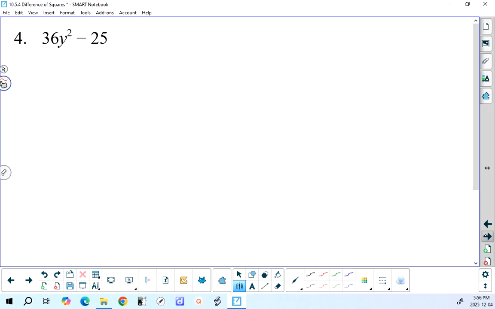For 36y squared minus 25, well, that will be 6y plus 5 and 6y minus 5. Because when you take 6y and square it, you get 36y squared, and 5 squared is 25.